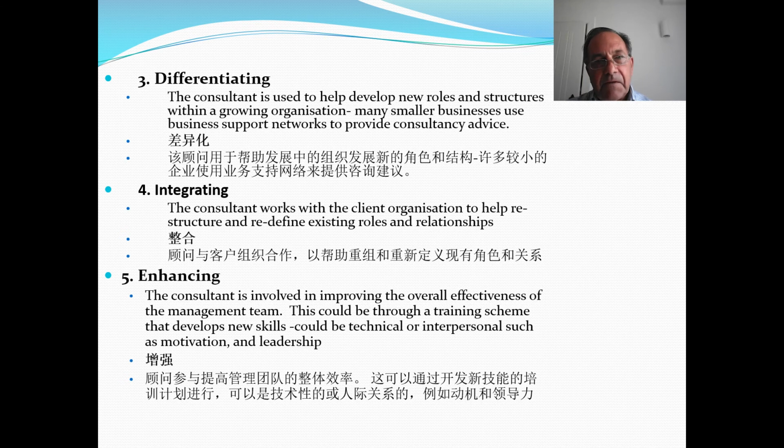organisation itself. For most of you who've been carrying out projects with clients, you'll be actually carrying out either a supplementing or complementing role.